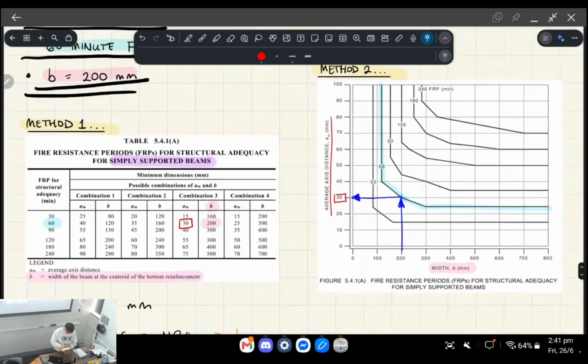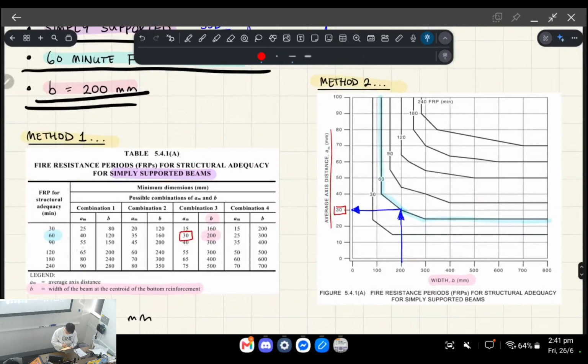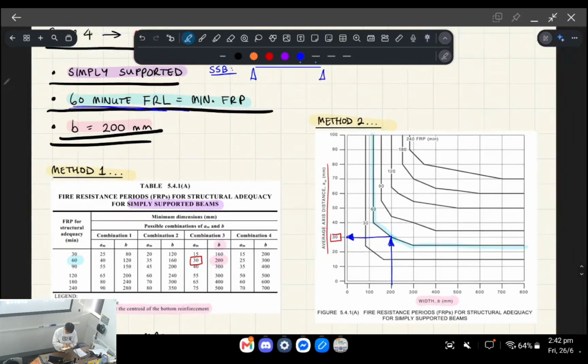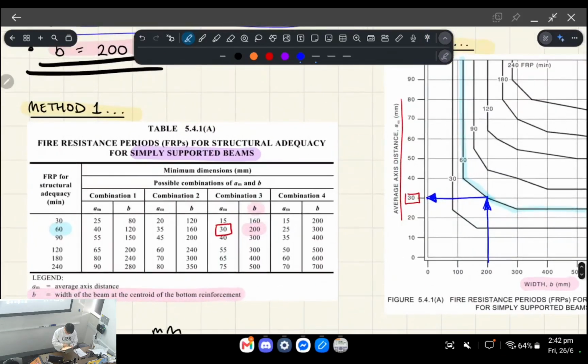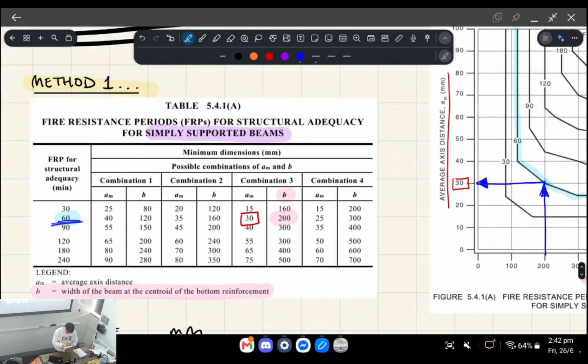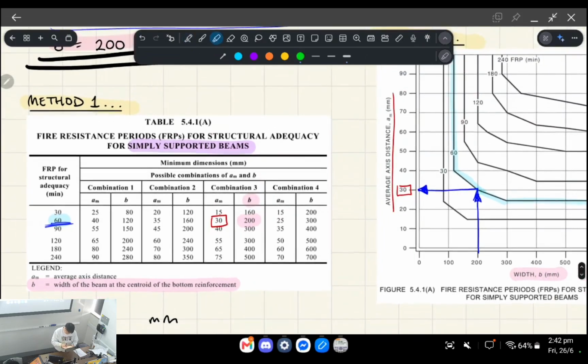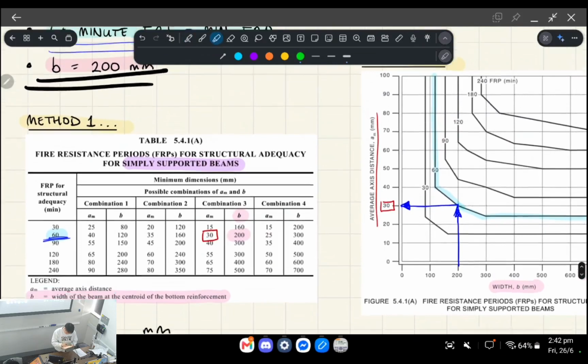If you're looking at this table, you're looking for the row which lines up with the correct FRP. FRP being to do with the fire rating in minutes, okay? So we're looking at this row. Okay, combinations, it's hard to explain exactly what combinations means, right? But you want to figure out which combination best suits what you're trying to look at, okay?